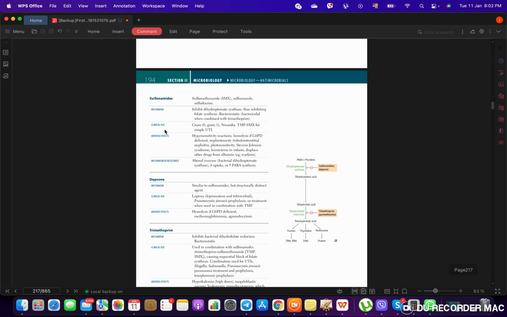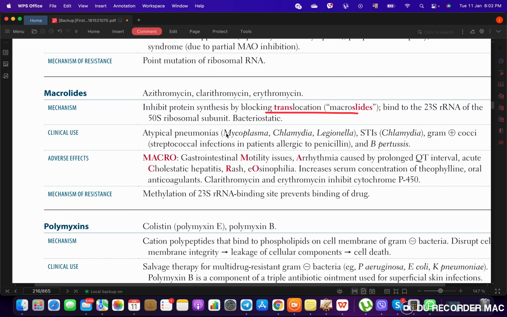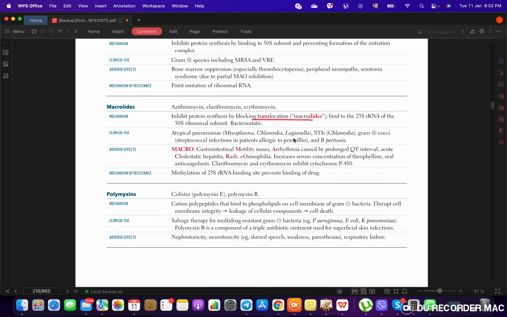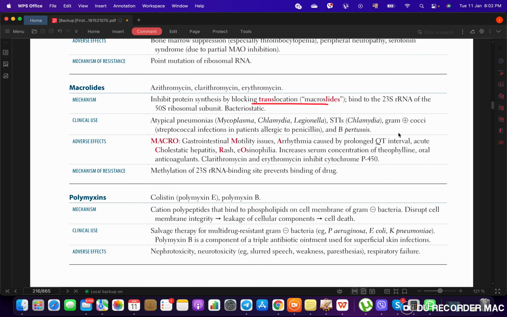So, if we go here, you can see that clinical use: atypical pneumonia like mycoplasma, chlamydia, and legionella. All of these are intracellular super small organisms. Also for STIs such as chlamydia, intracellular super small organisms. Gram-positive cocci, streptococcal infection in a patient allergic to penicillin. High yield. They give you a patient allergic to penicillin, they ask you which drug to give him. Done. Azithromycin. Okay.